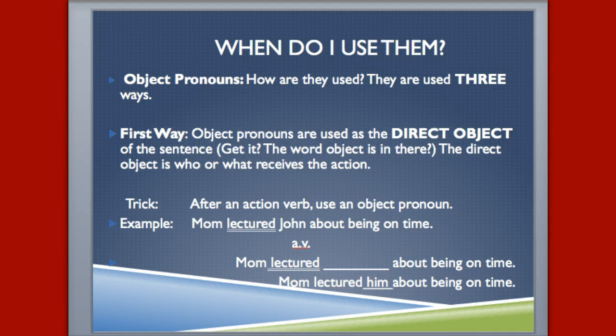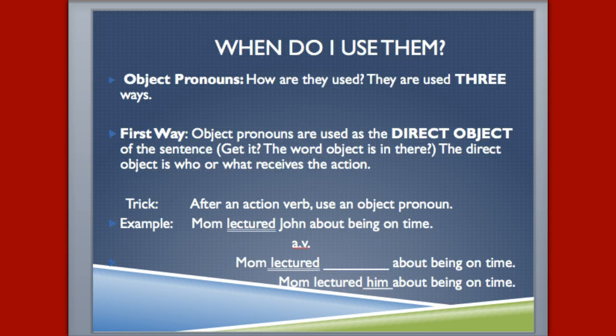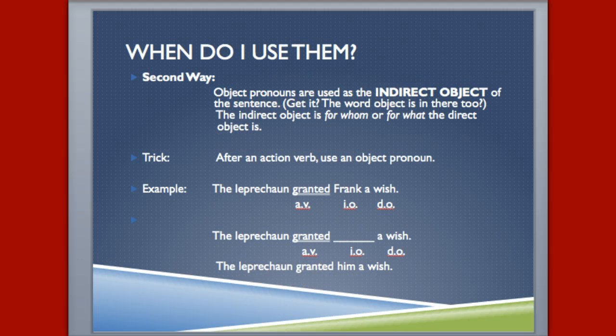So object pronouns are used as the direct object, which is who or what receives the action. Mom lectured John about being on time. Well, we know that about being on time, those are prepositional phrases. And being is one of our verbals, if you recall. So Mom lectured who? Mom lectured John. So we're going to use our object pronoun. If we pop back here, we see that our object pronoun is him. So we'll come back over here. Mom lectured him about being on time.